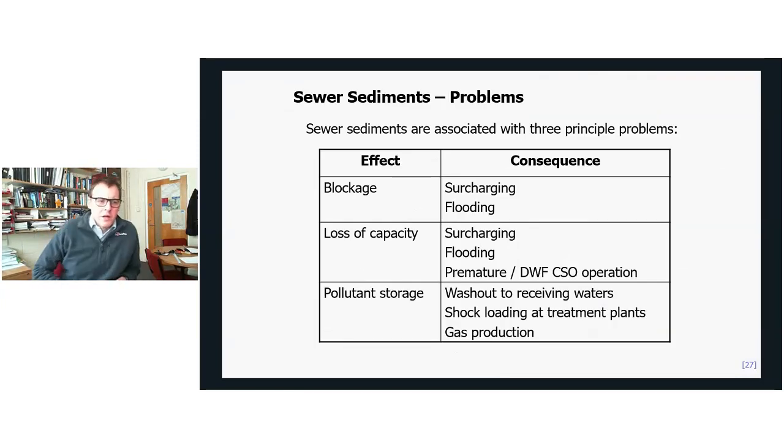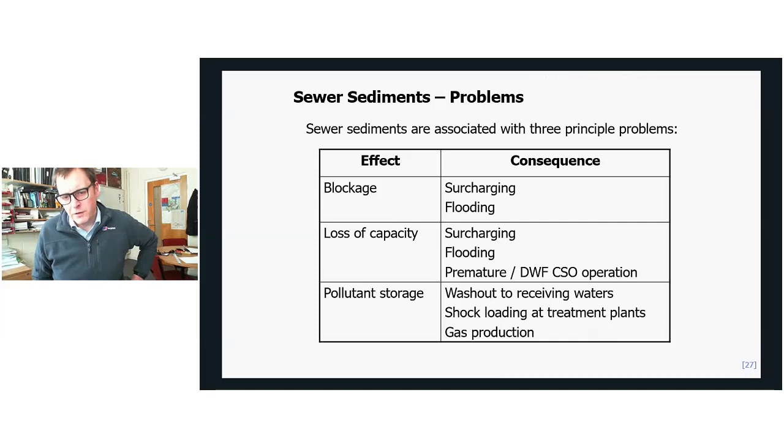So sewer sediments are associated with three basic problems. Blockages, that can lead to surcharging or premature flooding. Loss of capacity, so again, premature surcharging, premature flooding, and perhaps even premature operation of a CSO. And pollutant storage, so I've spoken about how pollutants can build up in the sediment bed or in your gully pots, etc., and they can lead to problems.